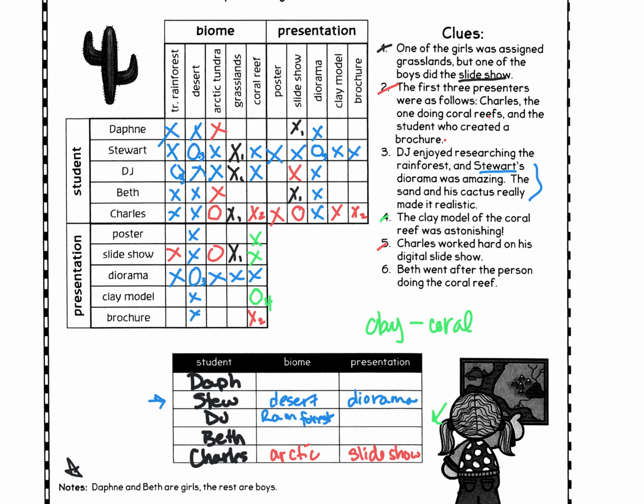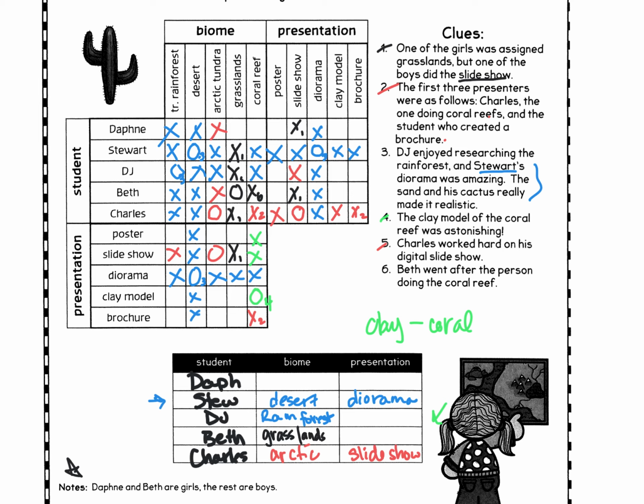All right, and now let's go to number 6. Beth went after the person doing the coral reef. Okay, so first of all, that means Beth could not have been the coral reef, right? So I'm going to go up to Beth and cross out coral reef. It's number 6 there, right? So that means Beth had to be the grasslands. Beth has to be the grasslands. I'm going to fill that in down here.